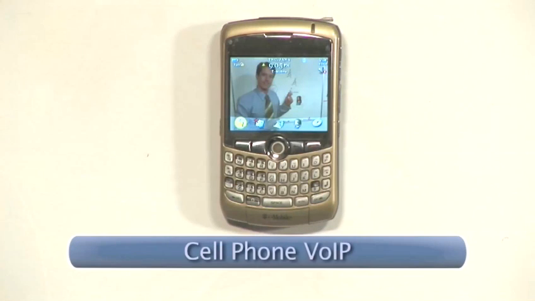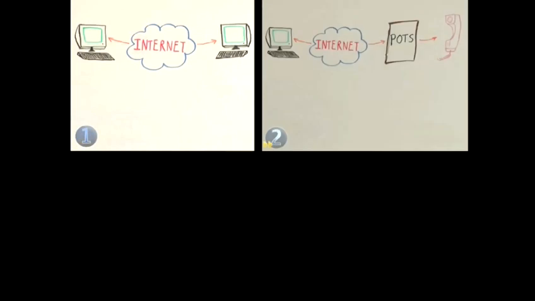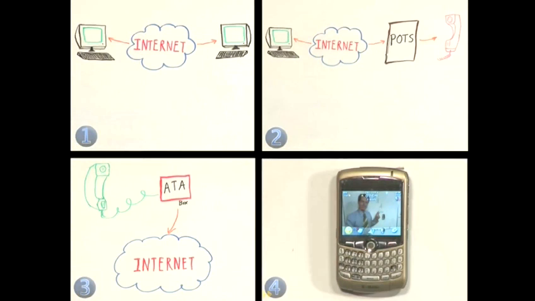That's an IP phone for Internet Protocol phone. And then there's cell phone VoIP. Lots of different ways to go with that. We'll get into that later. You pick the kind of VoIP you need. Whatever it is, you're going to get long distance for cheap or for free.